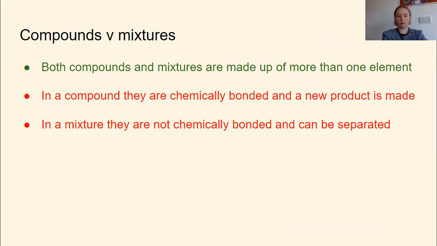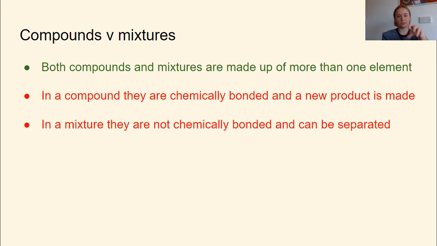Both compounds and mixtures are made up of more than one element. That is something they have in common. When you're comparing two things in science, you need to say the things that they have the same and the things that they have different, not just the things that they have different. In a compound, however, the elements are chemically bonded together.